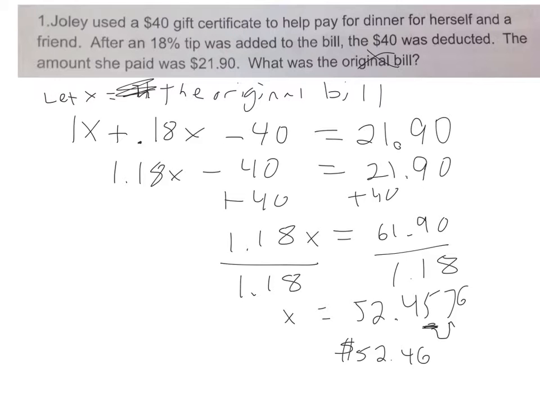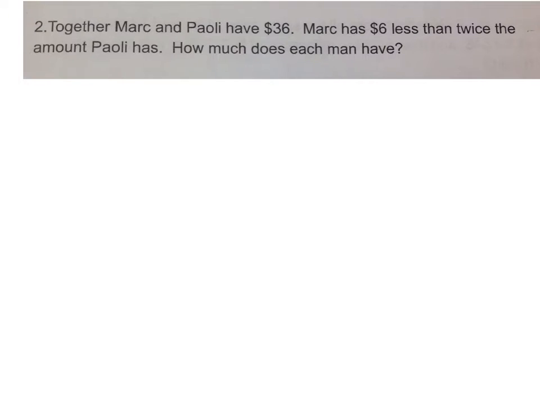That's a tough one. But again, it's just a matter of working through things and writing it down and thinking about the process. If you've been to a restaurant, whenever you go with your parents, have them help you see how this works. This one says, together, Mark and Paoli have $36. Mark has $6 less than twice the amount Paoli has. How much does each man have?